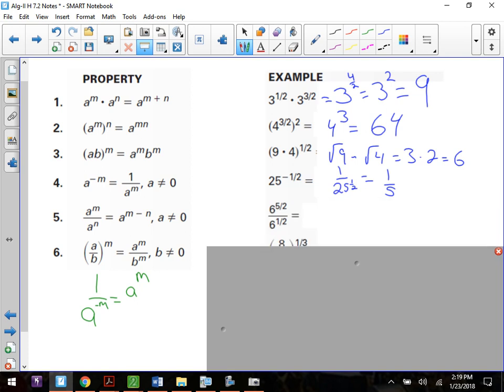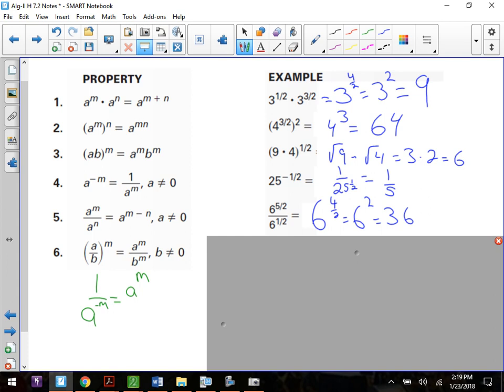6 to the 5/2 over 6 to the 1/2. They have the same base, don't they? You're all right. So if I have 6 to the 5/2 and 6 to the 1/2, I have to start asking myself, who wins in the battle royale? The 5/2 or the 1/2? 5/2. So then I have to sit there and think and play war. What's 5/2 minus 1/2? 4/2, which is 2 again. And other people are complaining, well, that's really a weird way to write 36. Yes. Yes, it is.